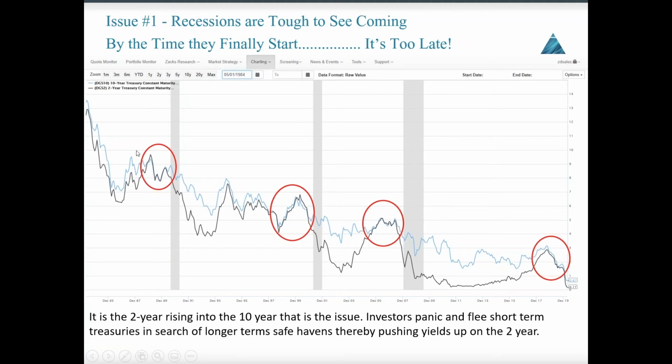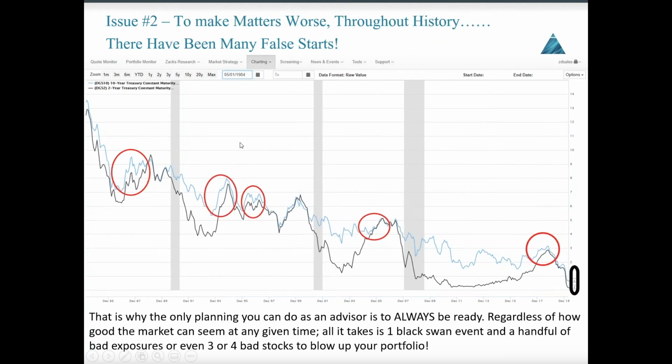The idea here with the periods of time that are circled in red is that we see the 2-year literally rising into the 10-year as investors begin to panic and flee shorter term maturities in search of longer term safe havens. And the second issue is that throughout history we've had a myriad of false starts, and everybody's read about this, everybody's seen them.